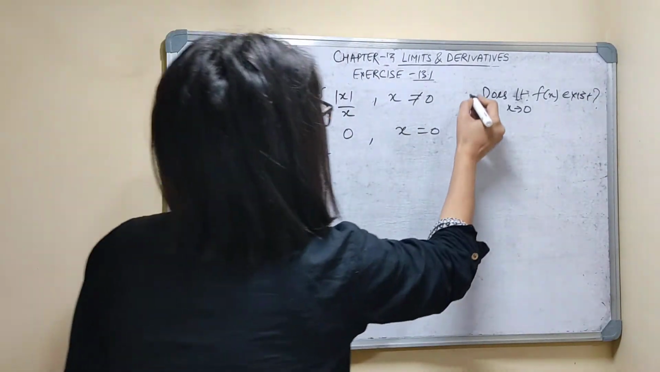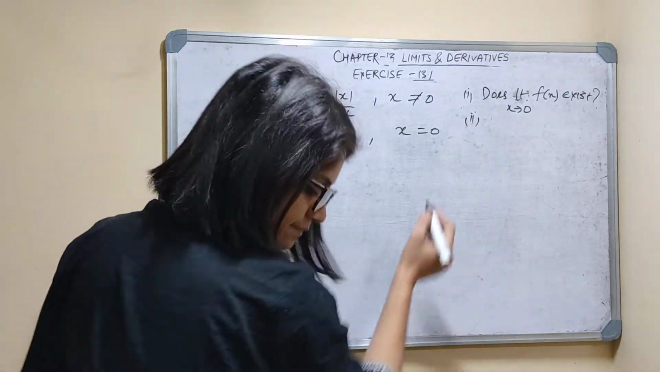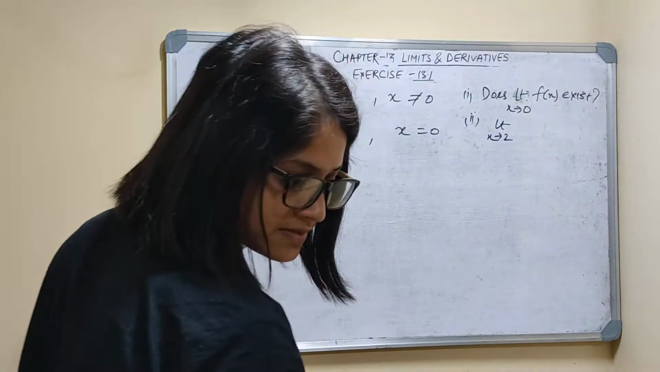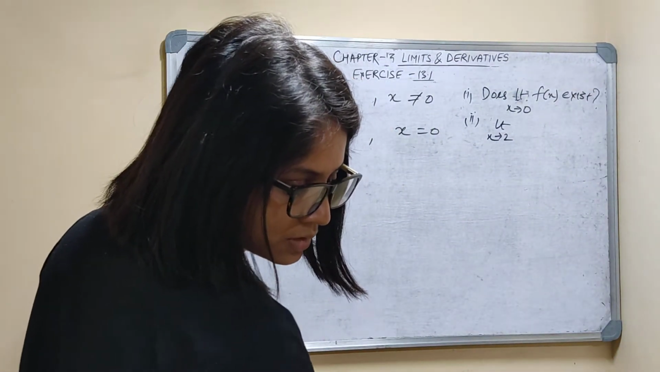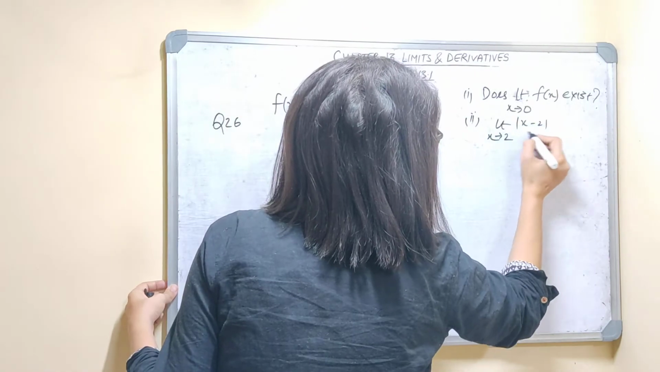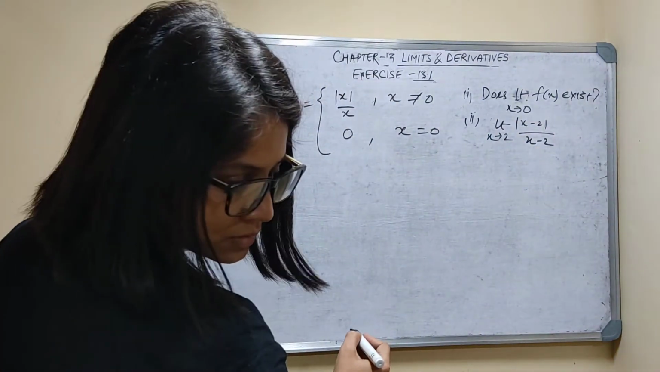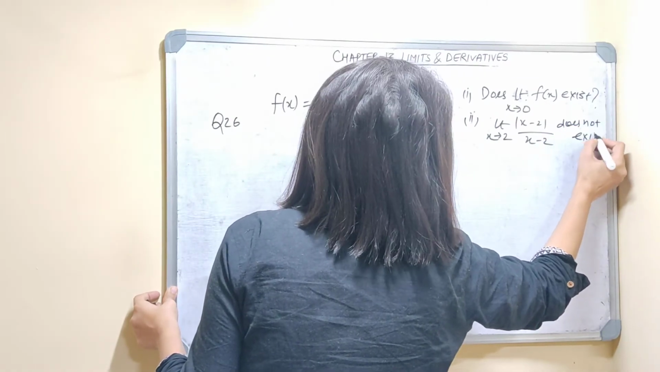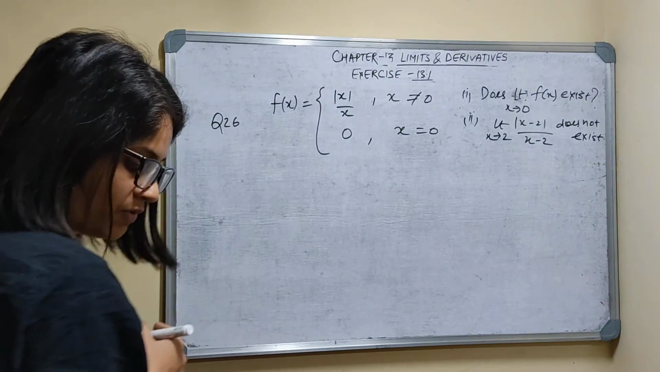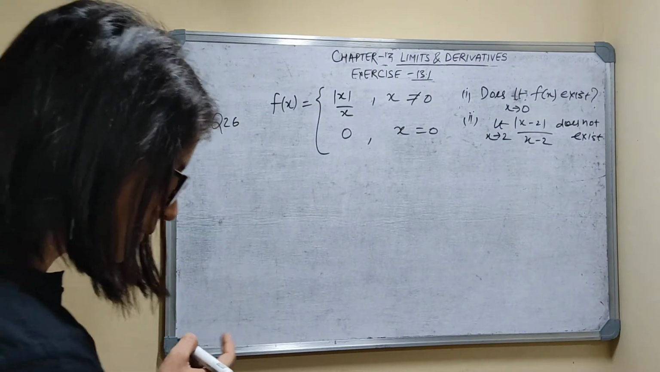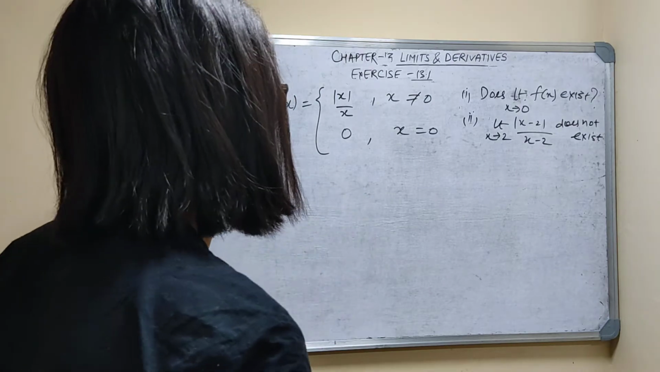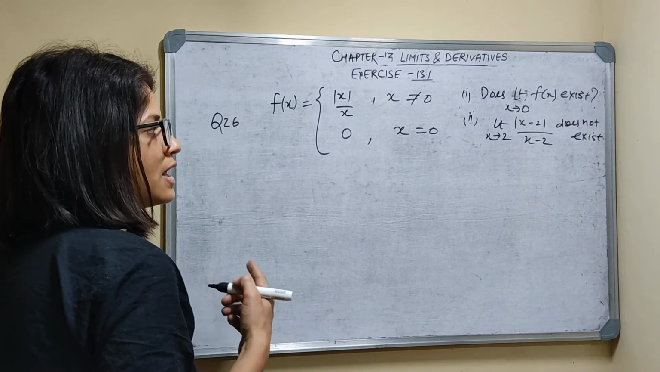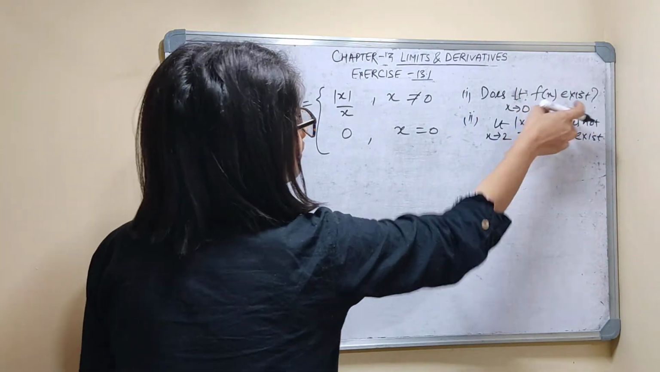First part. Second, show that the limit as x tends to 2 of |x - 2|/(x - 2) does not exist. These two parts you have to solve. f(x) = |x|/x when x is not equal to 0, and 0 when x is equal to 0. Does the limit as x tends to 0 of f(x) exist? They are asking whether the limit exists or not.